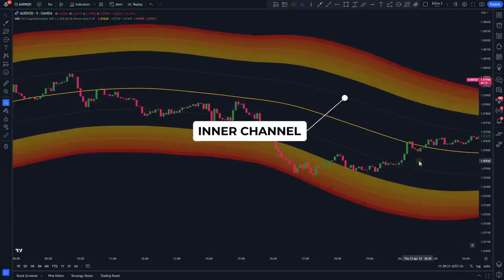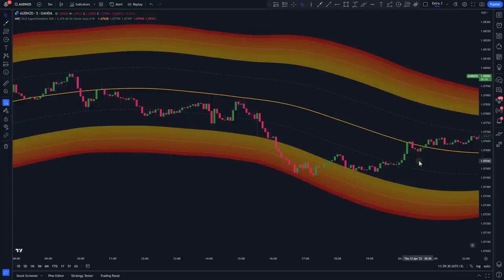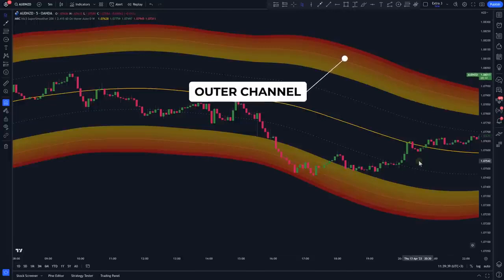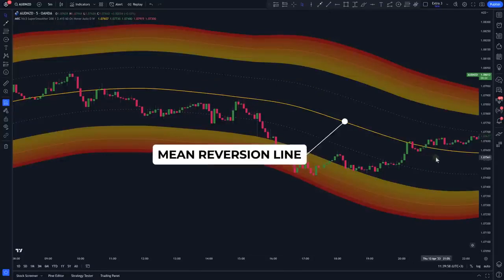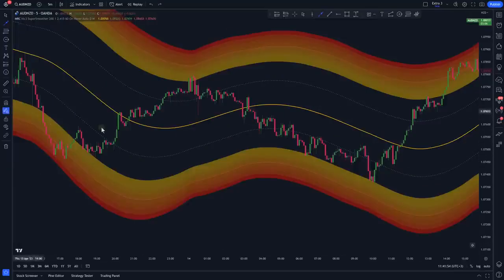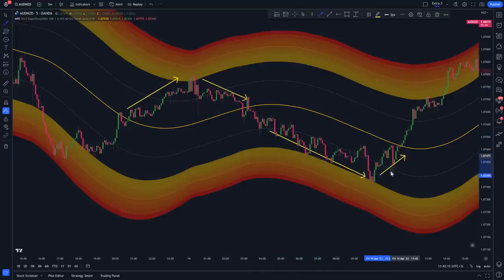This channel represents dynamic support and resistance levels. Second, these beautifully colored bands are called the outer channel. This channel is used to identify overbought and oversold conditions in the market. This middle line is called the mean reversion line, and it's gonna be used to identify levels of fair price. Every time the price moves away from this line, the theory is that it will always strive to come back to it, also known as reversing to the mean.